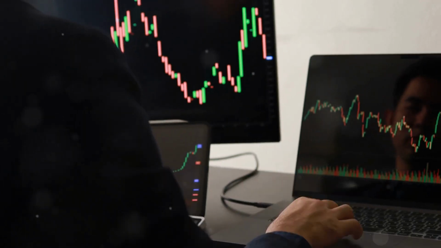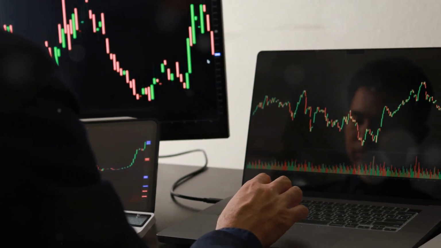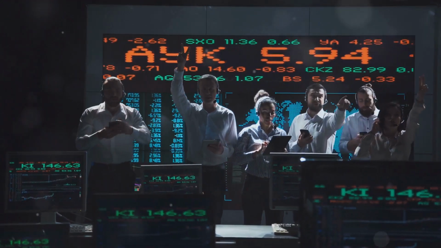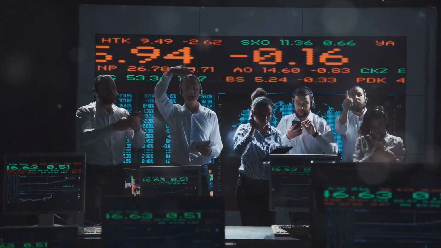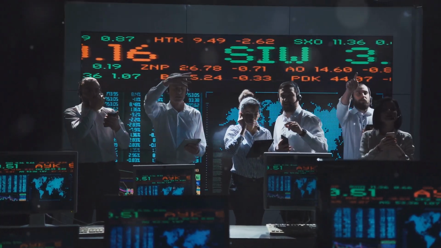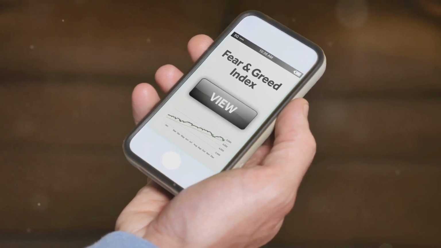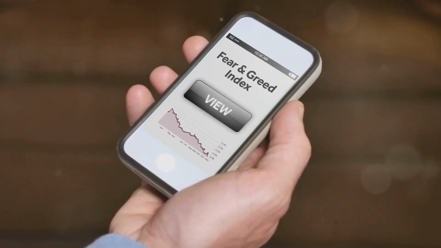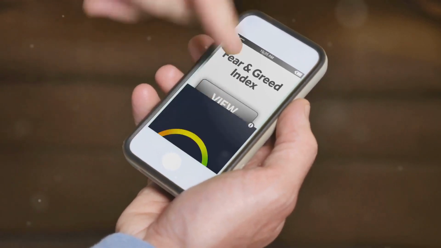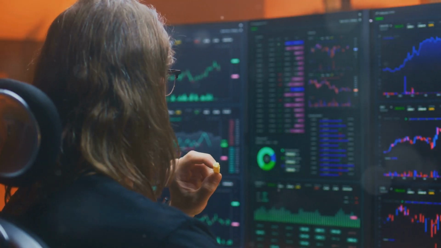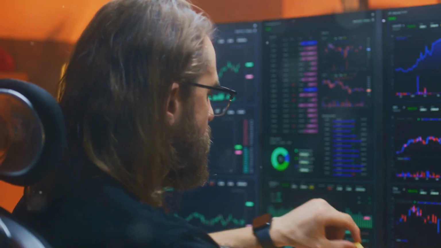The Fear and Greed Index is a popular sentiment indicator that measures the emotions driving market behavior, specifically fear and greed. It helps gauge whether investors are feeling optimistic (greedy) or pessimistic (fearful) about the market. The index ranges from 0, which signifies extreme fear, to 100, indicating extreme greed. It is commonly used as a contrarian indicator.